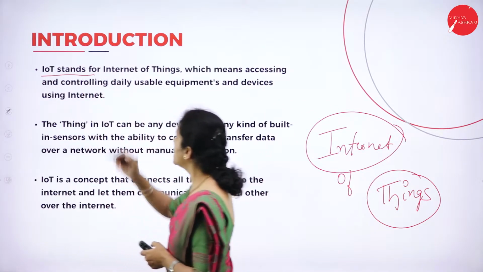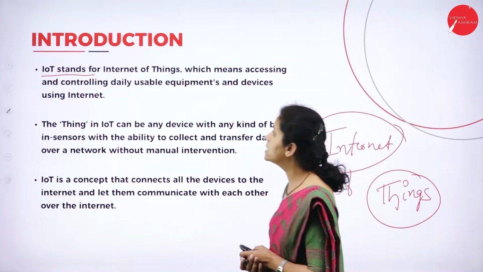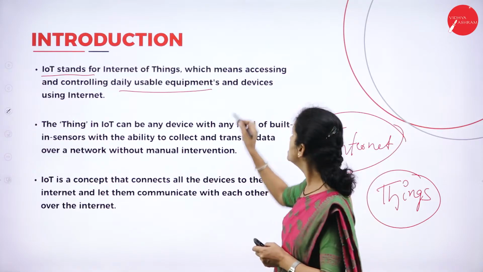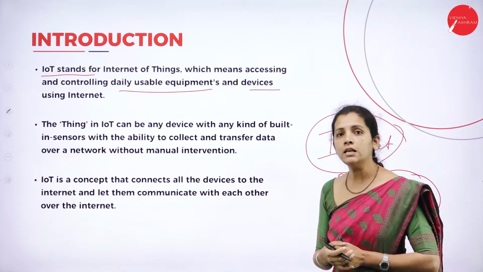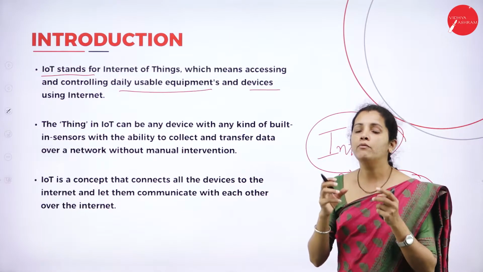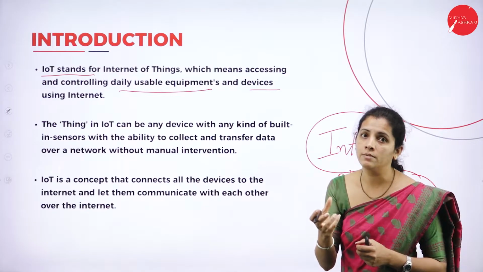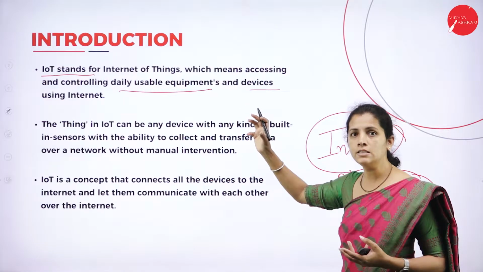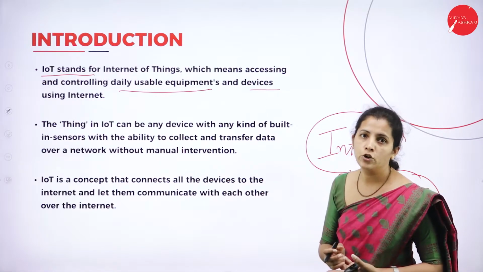So here IoT stands for Internet of Things, which means accessing and controlling daily usable equipment as well as devices using internet. For example, think that if I want to control AC, or if I want to control heater, or if I want to control refrigerator, and how I'm going to control by using internet. That means I'm going to use IoT to control all this equipment.